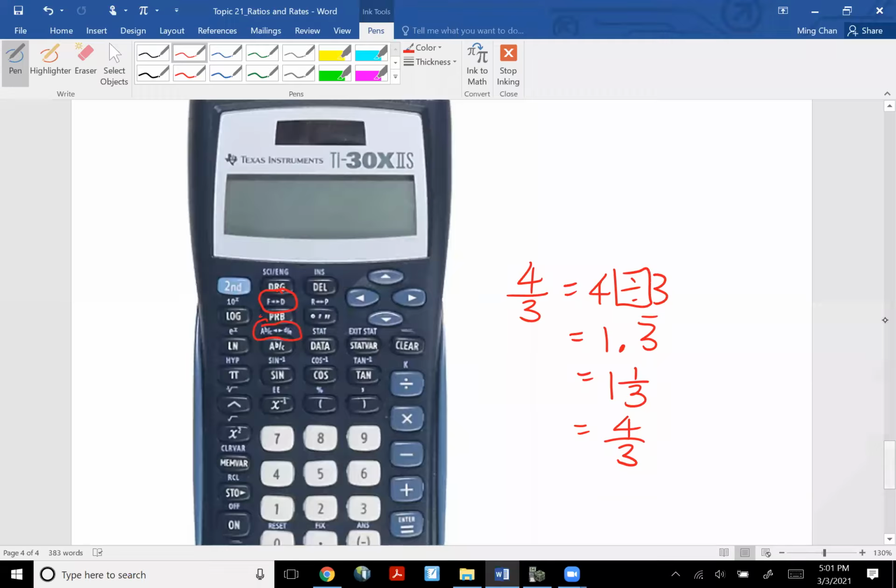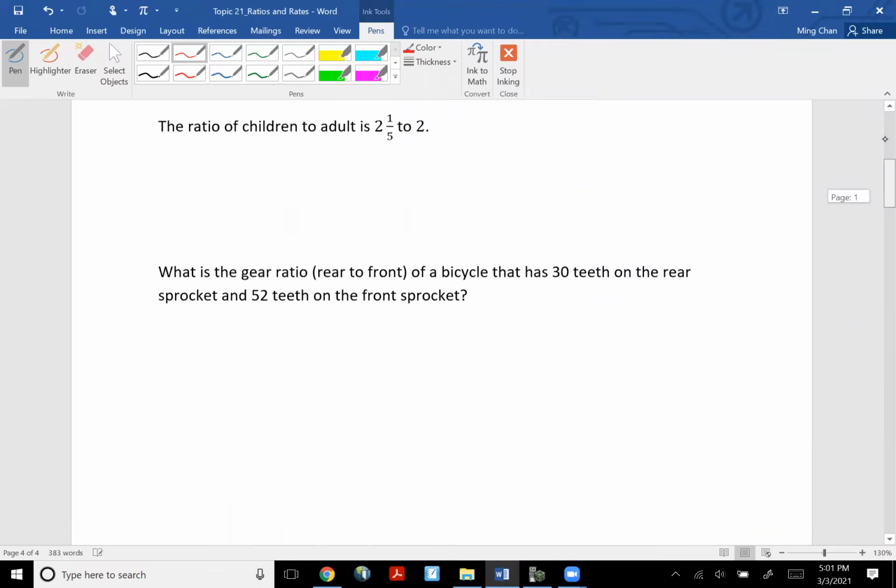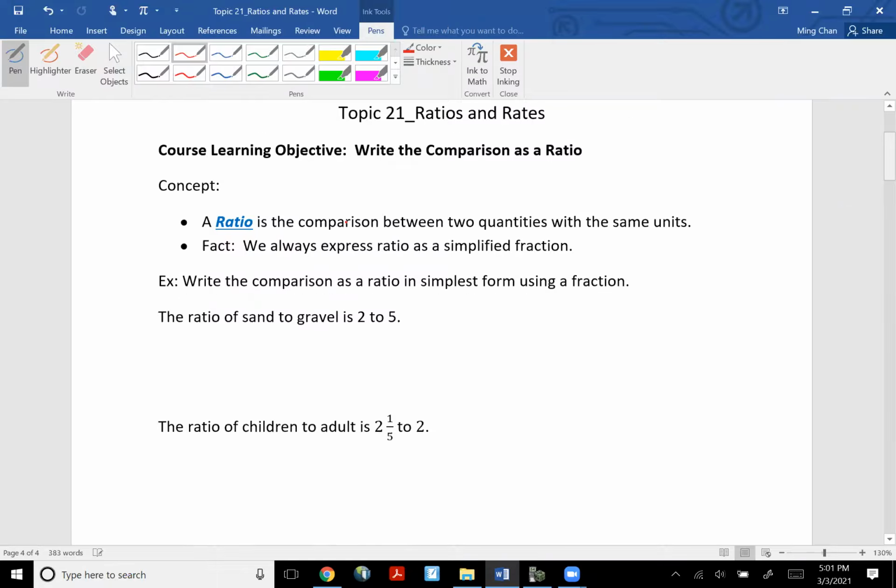Okay, so let's take a look here at these questions. A ratio. What is considered a ratio is a comparison between two things with the same units. When we're dealing with ratio problems, we always express a ratio as a simplified fraction. For example, for the ratio of sand to gravel, since they say sand first, the 2 belongs to the sand and the 5 belongs to the gravel. So the ratio of sand to gravel, we will write the answer as 2 over 5, a 2 to 5 ratio. As long as it's a ratio type of problem, we always express it as a fraction.